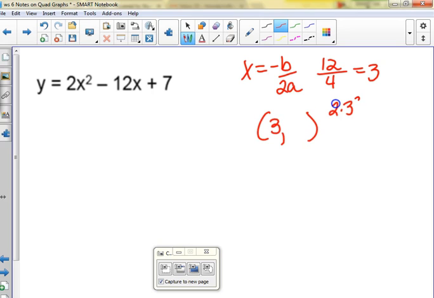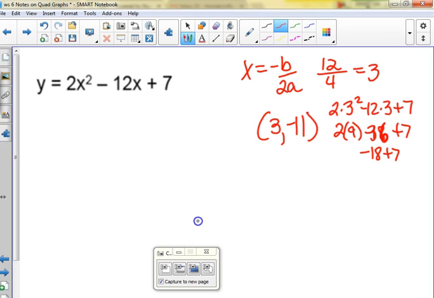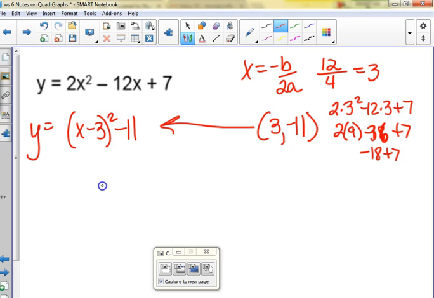Then if I do 2 times 3 squared minus 12 times 3 plus 7, this is 2 times 9 minus 36, plus 7. 18 minus 36 is negative 18, plus 7 is negative 11. Could have done all that in your calculator. Now, how would this look in vertex form then? You can't forget the 2. There still has to be a stretch of 2.